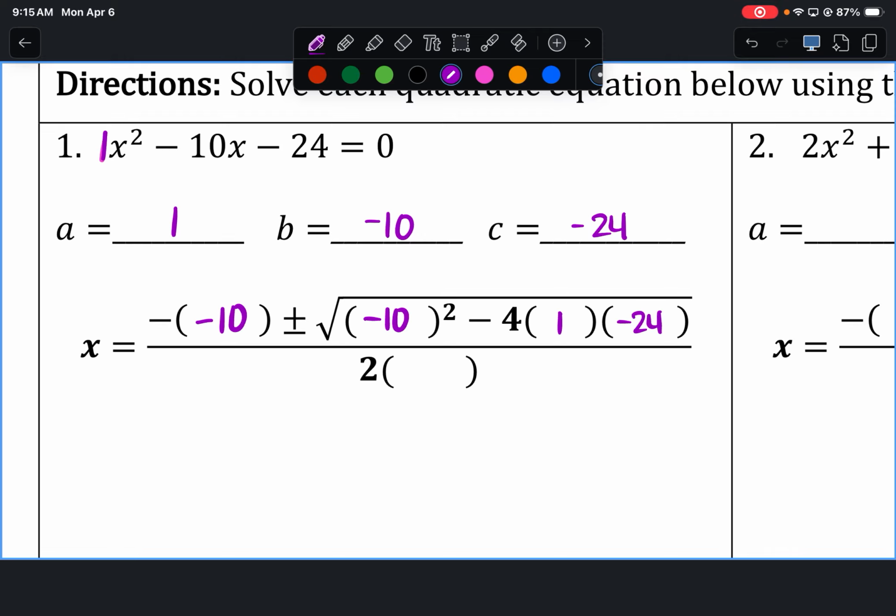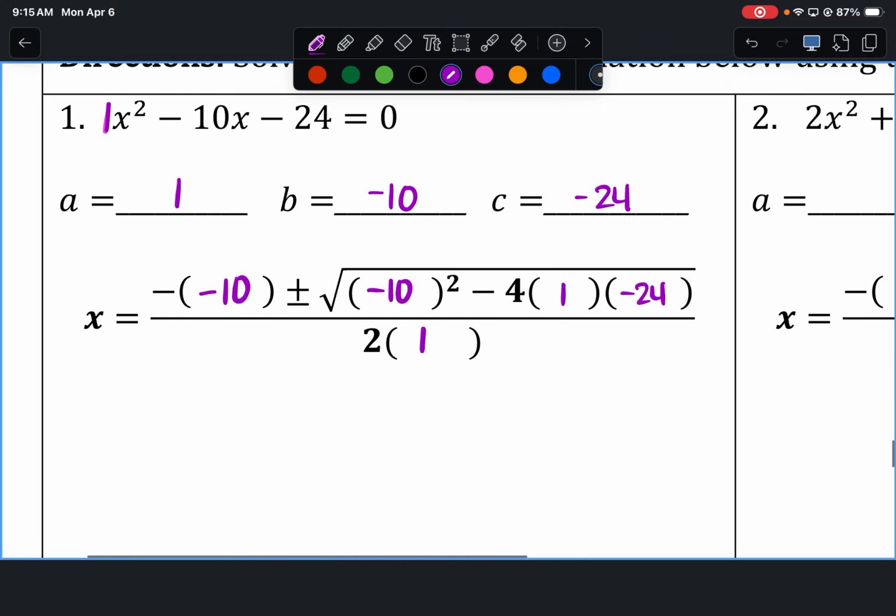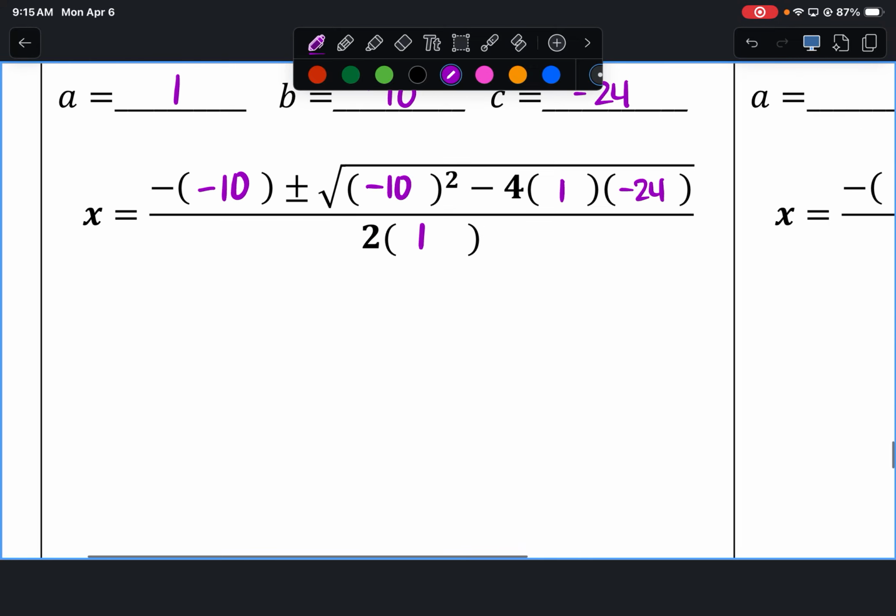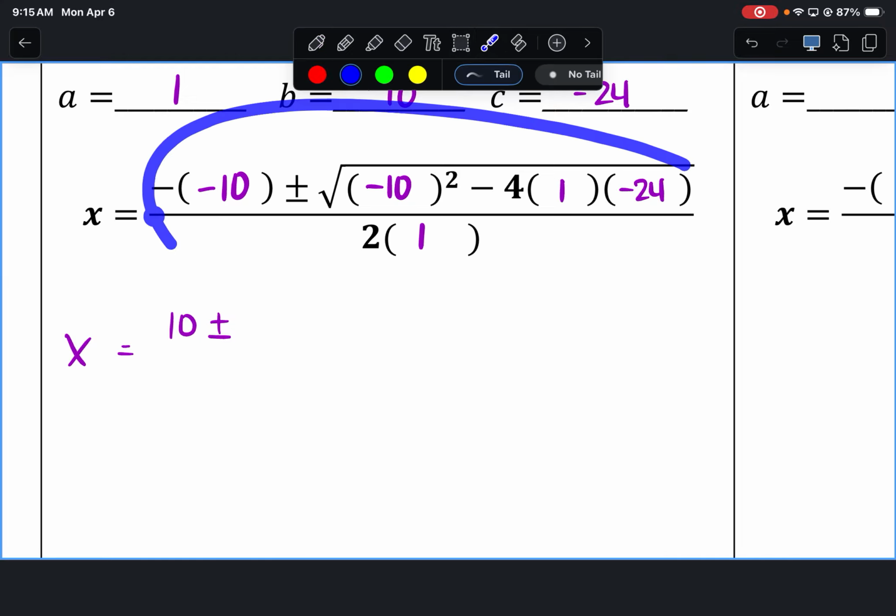All right, for number 3, what is our A term? 3. What is our B term? What is our C term? 1. Okay, now from here, we have to plug it in. What do I plug in first? So we have -7 plus or minus the square root of -7 squared minus 4 times, divided by 2 times. Okay, so there's our quadratic formula all set up.